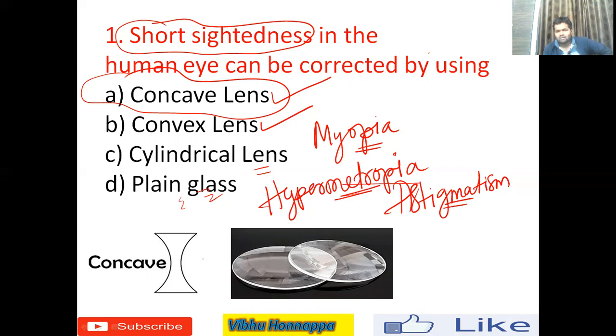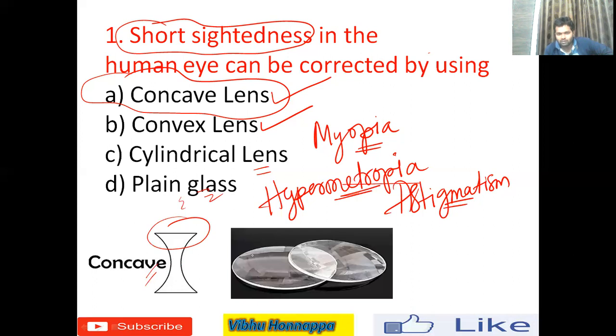What are lenses? Lenses are basically an optical medium where the light passes and gets diverged or converged. A concave lens is a kind of lens whose edges are thicker and middle part is thinner. You can see here, both the edges are thicker, but the middle part is thinner.